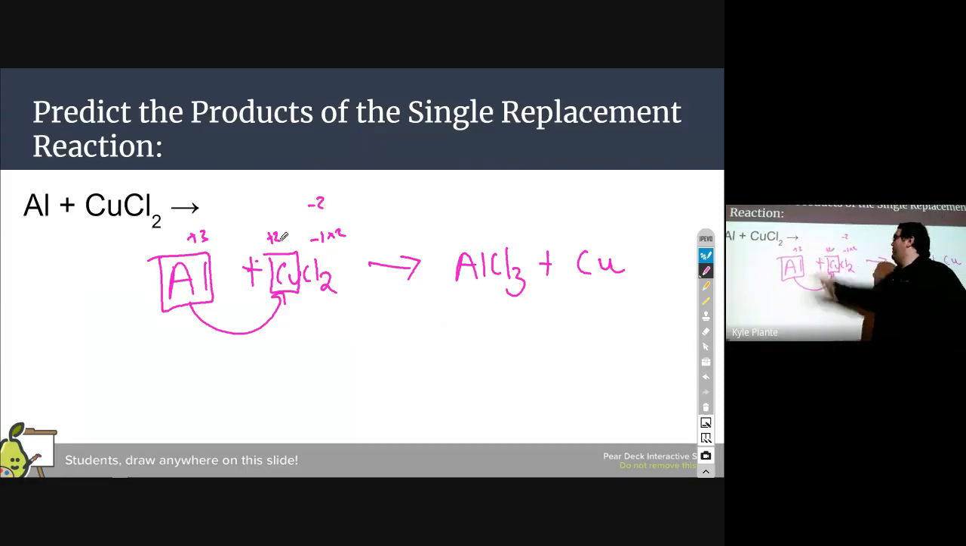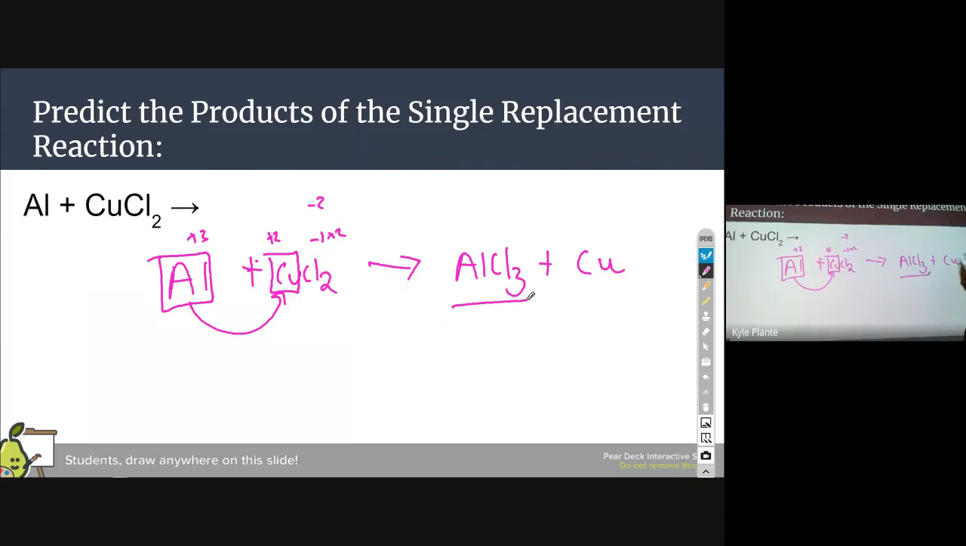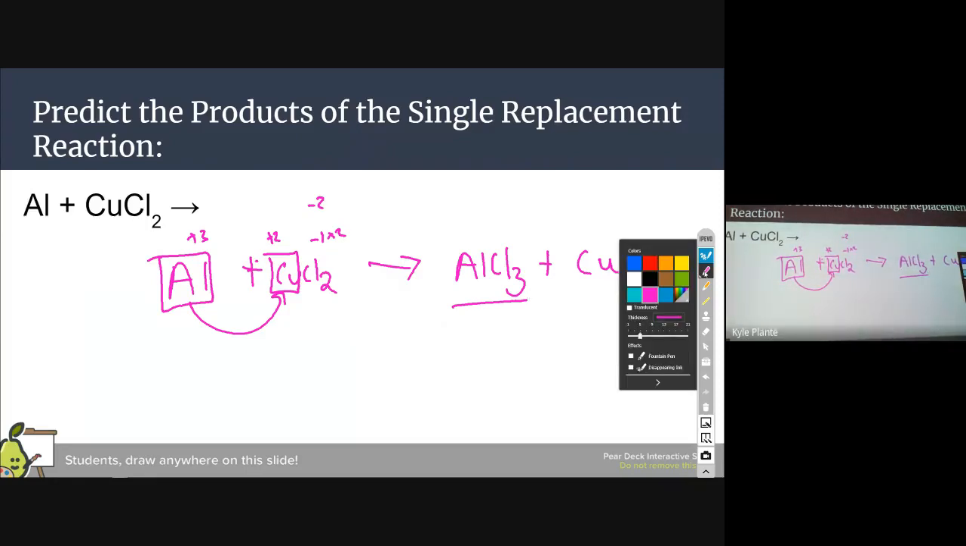We have aluminum with a +3, chlorine with a -1, so we get aluminum chloride as AlCl3, and then our copper metal. So now let's write the balanced equation.